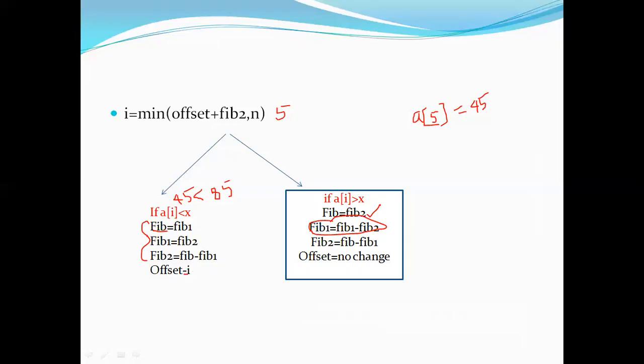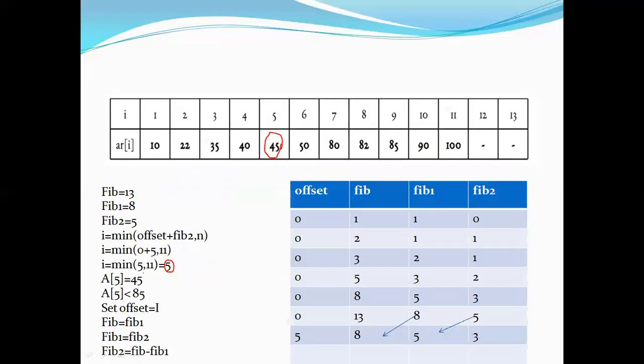Here offset, no change. Okay. So now we are getting this condition. In this condition, what we are doing? fib is equal to fib1, and fib1 is equal to fib2, and fib2 is equal to fib minus fib1. We need to calculate these two. So here A of 5 is equal to 45.